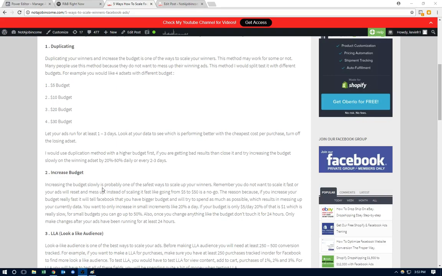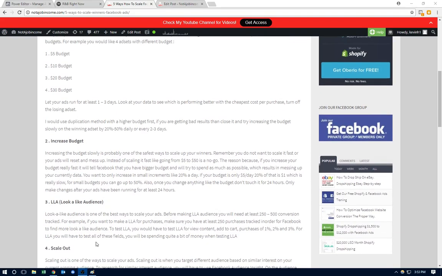And the third way to scale your ads is lookalike audience. For lookalike audience, you will need quite a lot of conversions tracked in order to find an effective LLA, which is lookalike audience. So for example, if you want to do a lookalike audience for add to cart, make sure you have enough add to carts. I'd say 100 conversions tracked is good enough, but usually you want 250 to 500 conversions tracked in order for Facebook to work more effectively, to find more people that will convert.